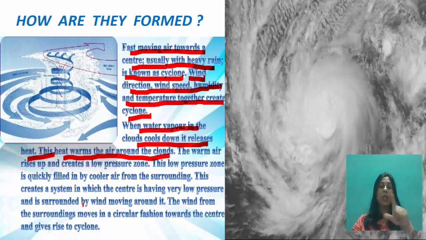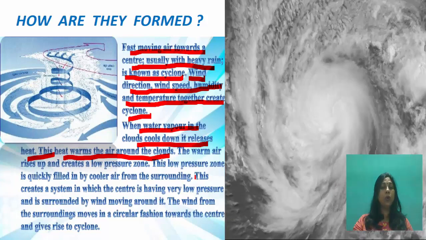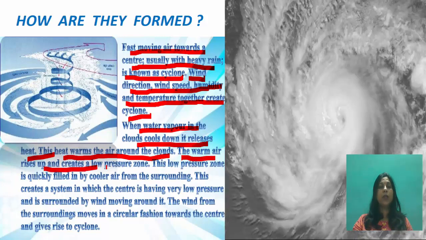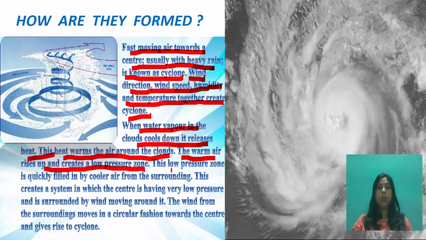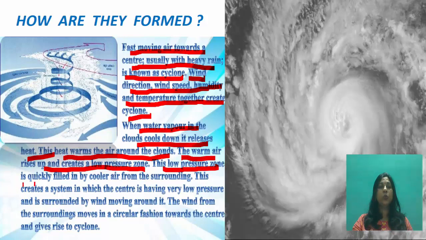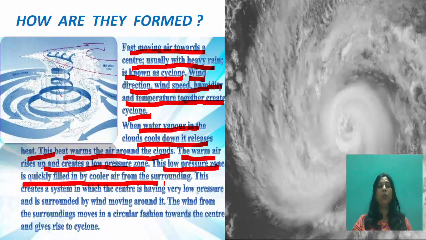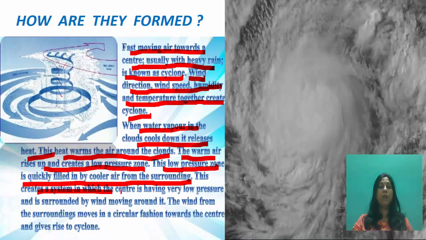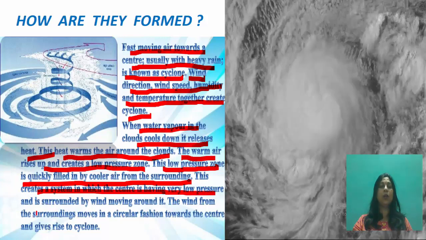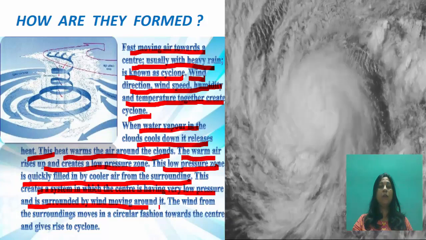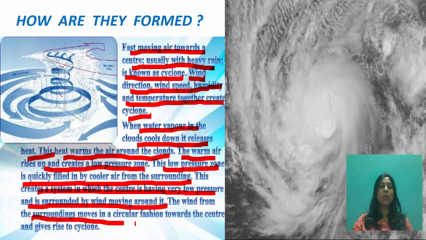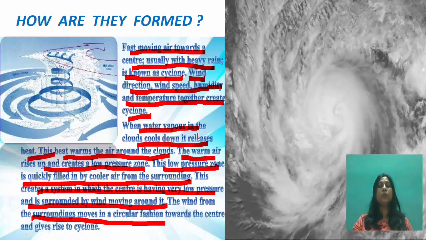अब वो clouds के चारों आसपास जो भी चारों तरफ की air है उसको warm करेगा. The warm air rises up and creates a low pressure zone. This low pressure zone is quickly filled in by the cooler air from the surrounding. And this creates a system in which the center is having very low pressure and is surrounded by wind moving around it. The wind from the surroundings moves in a circular fashion towards the center and gives rise to a cyclone.